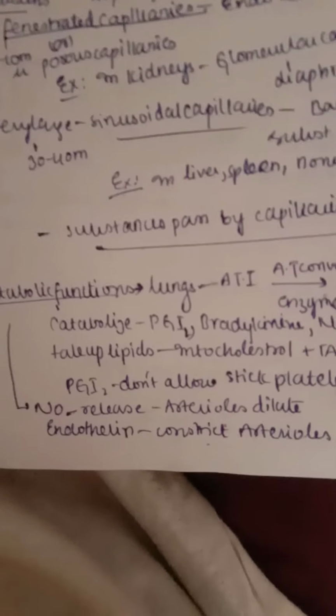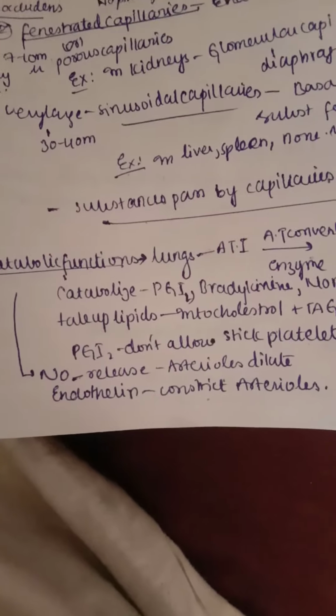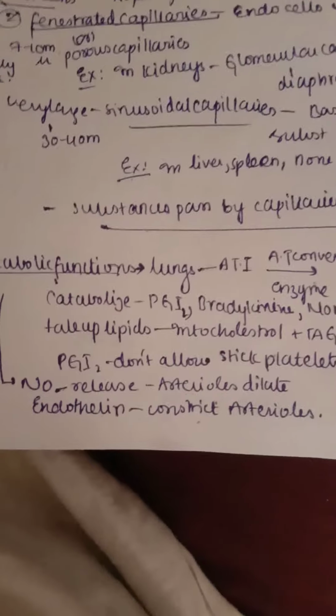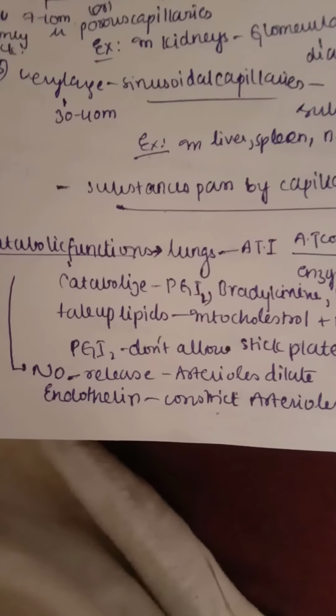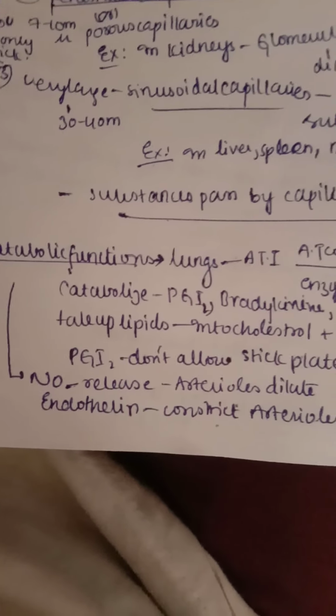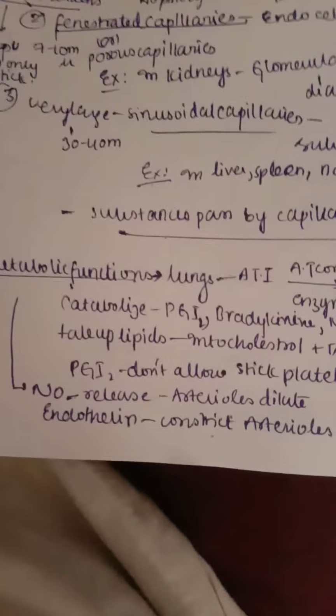And next, let us see the metabolic functions. So lungs. In lungs, the angiotensin 1 is converted into angiotensin 2 by the angiotensin converting enzyme, and the endothelial cells catabolize the PGI2, prostaglandins, bradykinin, norepinephrine, etc. And the endothelial cells also take up the lipids, that is they convert into cholesterol and also fatty acids. And next, the PGI2, which doesn't allow the platelets to stick in a case of normal, healthy endothelium. And also endothelial cells release the nitric oxide, which leads to arterioles dilation, and also endothelin, which constricts the arterioles.